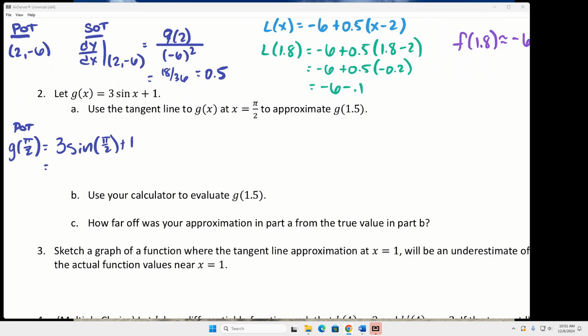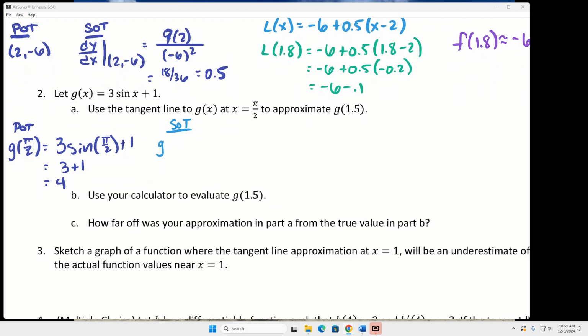I love asking you guys these questions. You know this better than any calculus students I've ever had, and I don't know why. Maybe you're just geniuses. But what is the sine of pi over 2? 1. So 3 times 1 is 3, plus 1 is 4. I don't know why, but something about it is just tattooed in my brain.